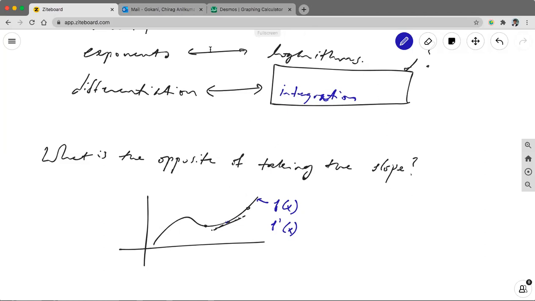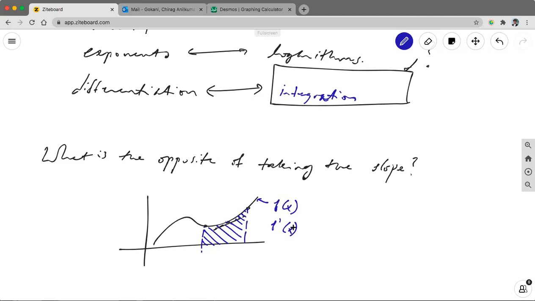Yes, integrals, finding the area. Good, thanks. Finding the area under the curve is in a sense the opposite of taking the slope of the curve, or how steep the curve is. So finding the area under the curve, that is this area, right? Finding this area is in a sense the opposite of taking the derivative of this curve.